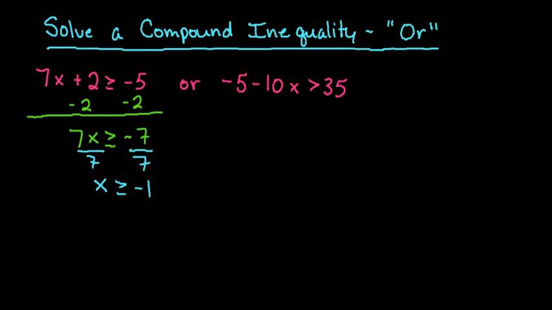We would do the same thing with the second inequality. So we would go through and solve the second inequality. Remember, our goal is to get x by itself in this one as well. So we would add 5 to both sides.